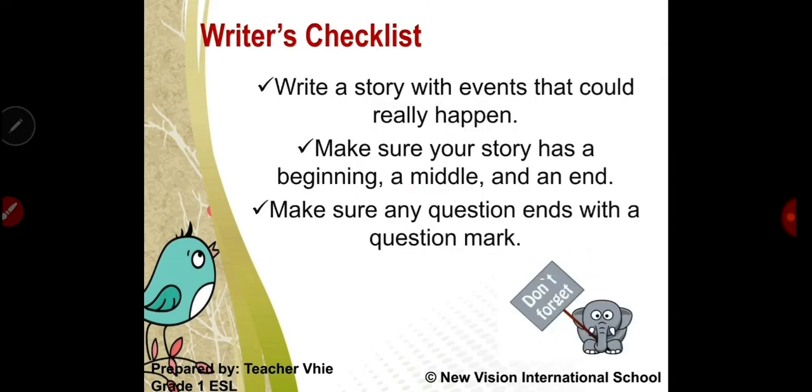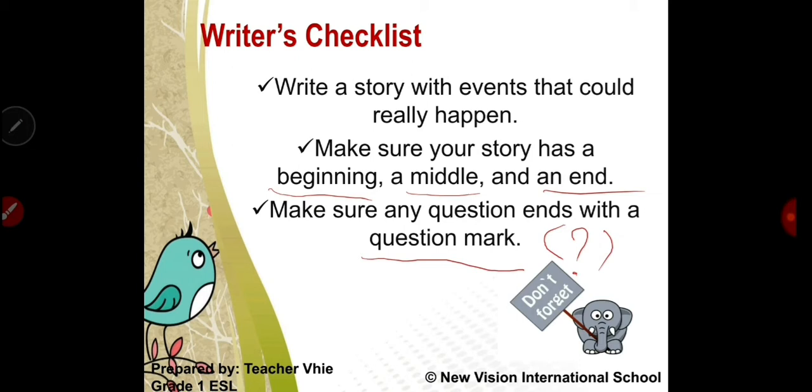Now let's proceed. So I also want you to take a look on this. These are your guide in writing a realistic story. Okay, so we call this writer's checklist. Number one, write a story with events that could really happen. Number two, make sure your story has a beginning, middle, and an end. And number three is you have to make sure any question ends with a question mark. Remember a question mark? This is how it looks like.